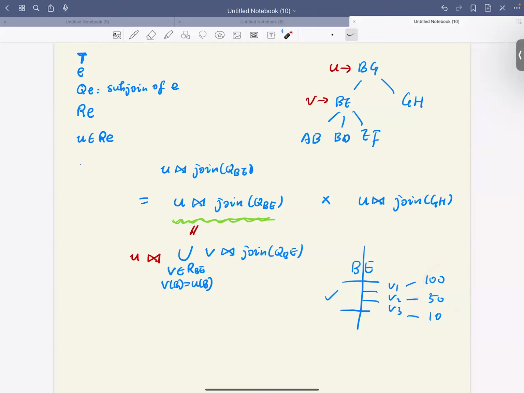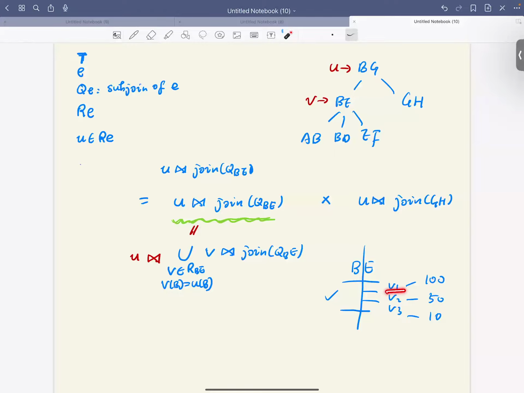And therefore, if you say I want a uniform sample from here, essentially you have to do a two-level sampling. You have to decide whether you want V1, V2, or V3, and it's not uniform sampling. This is weighted sampling. So that's why you want to perform a weighted sampling first. So let's say you get V1, with probability 100 over 160.